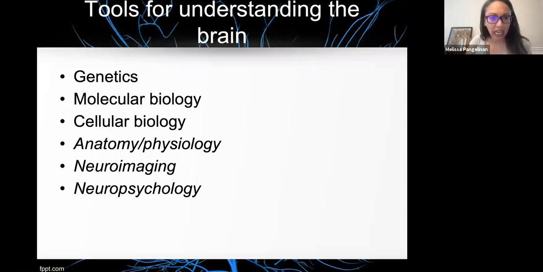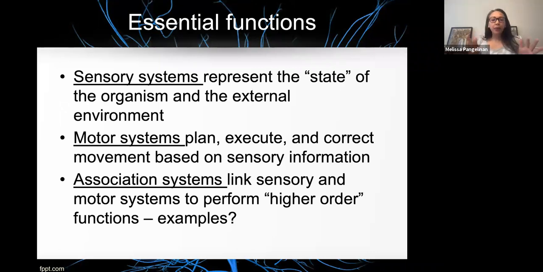So there are really 3 sets of essential functions in the central nervous system. And we kind of separate them out into sensory systems, motor systems, and association systems. The thing that's kind of nice about neuromotor control is that we have to consider all 3. We'll take part 1 of the class to the midterm to talk about sensory systems.